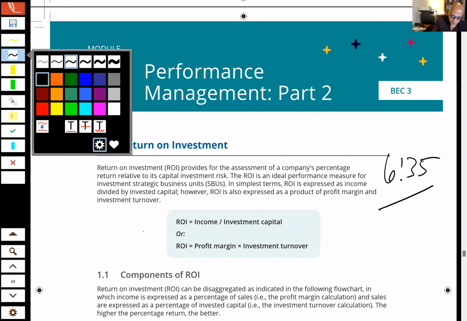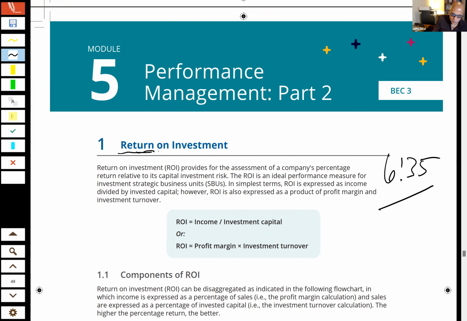Okay, so let's talk about return on investment. Return on investment could be your net income divided by your investment capital, or profit margin times investment turnover. The reason we give it to you in these two alternatives is maybe there's a question that'll give you the profit margin and then the investment turnover, and you just need to multiply those, as opposed to being stuck because you're saying, well, they're not giving me the income, they're not giving me invested capital, how can I come up with the ROI? Well, if they give you those two other ratios, you could do that.